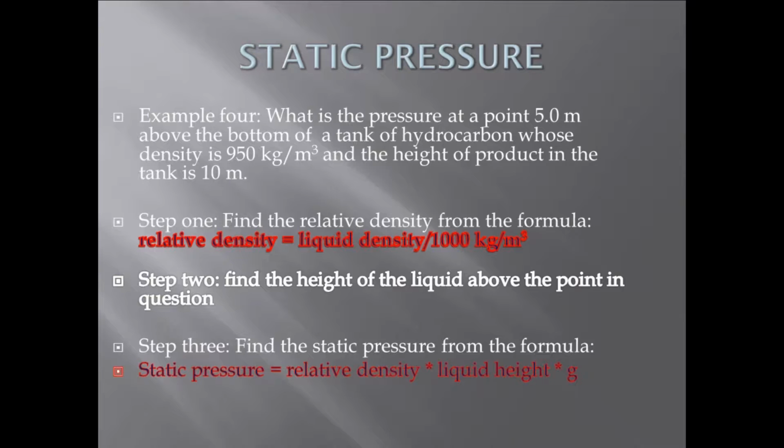Step 2. Find the height of the liquid above the point in question. Step 3. Find the static pressure from the formula. Static pressure equals relative density times liquid height times G.